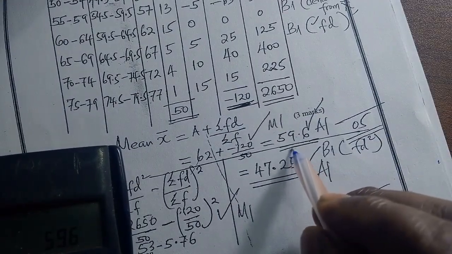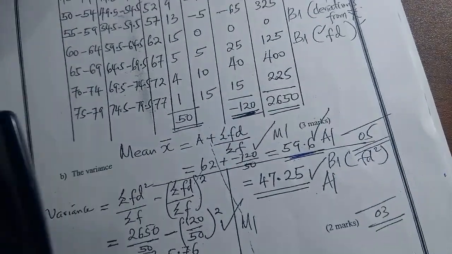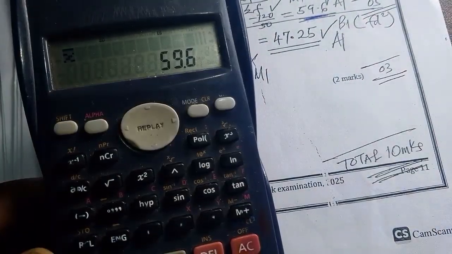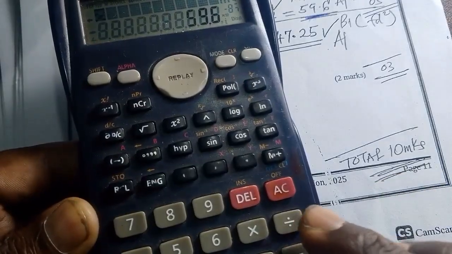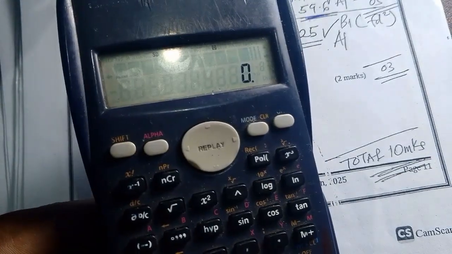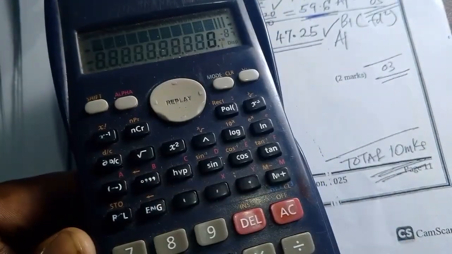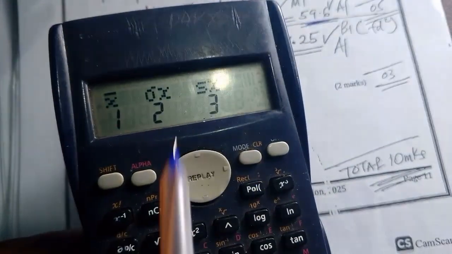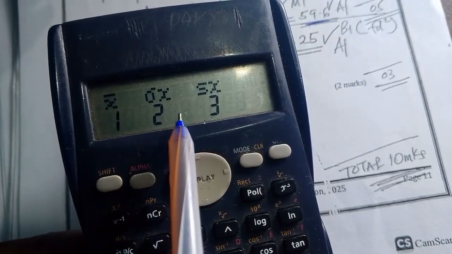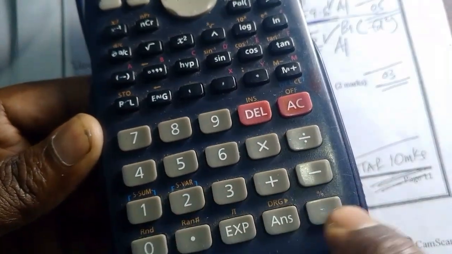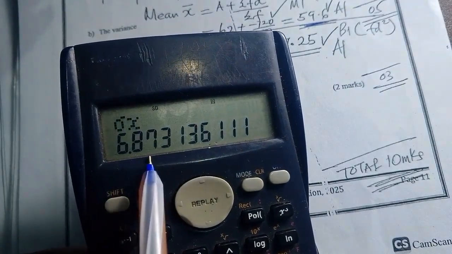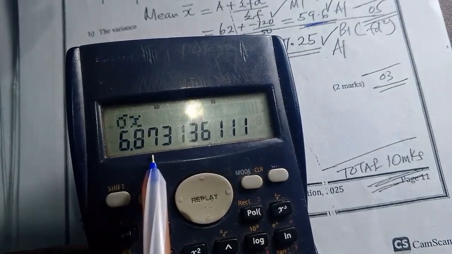Now let's confirm that your answer is correct for the standard deviation. Press AC, come to shift, then 2. The middle one is standard deviation, so press 2, then equal. And the answer is 6.878. That is our standard deviation, and that is the standard deviation we have here.